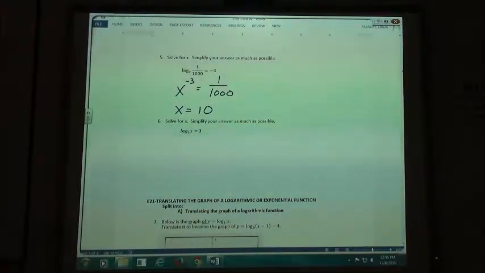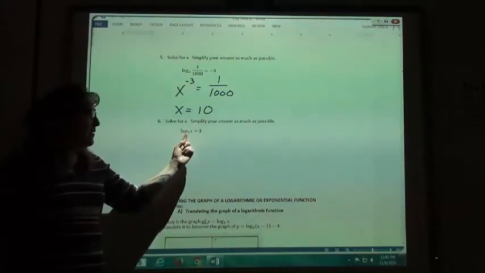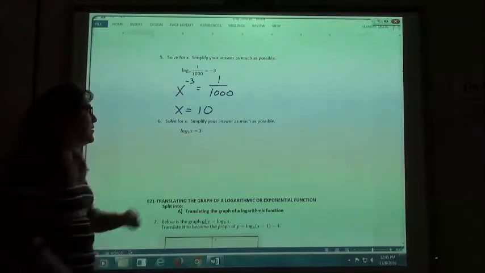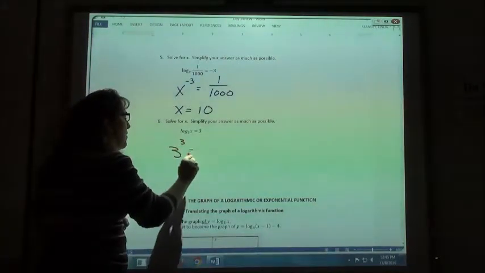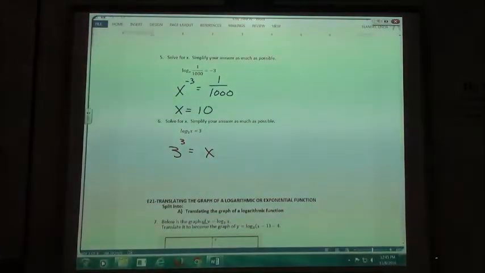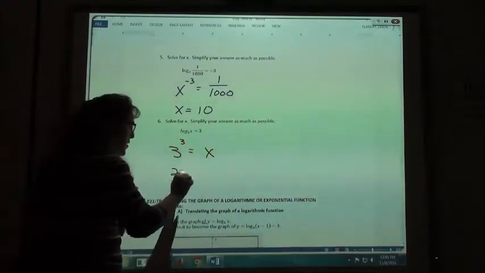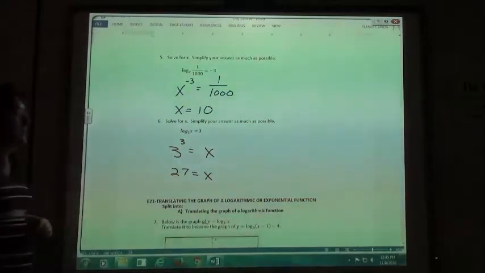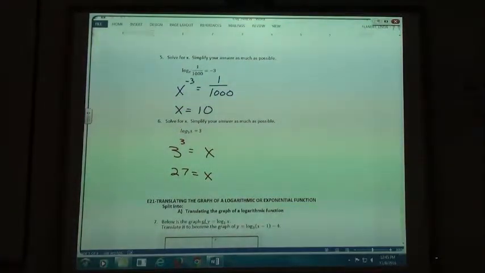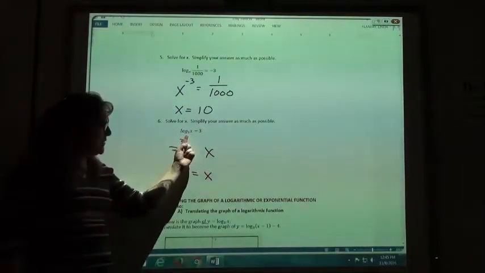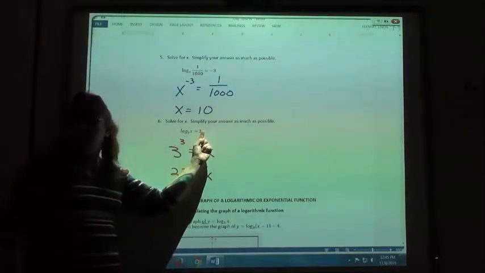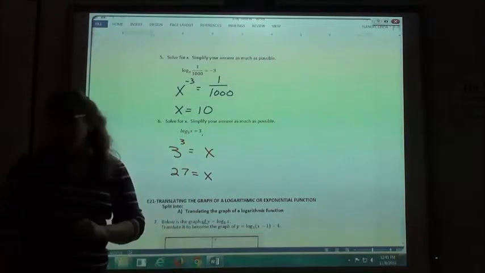It might be x to the third equals 3. Which is your base? The little 3. The little 3, okay. So it's 3 to the third equals x. And 3 to the third is 27. So it's always that little base. This becomes the exponent. That becomes the answer.